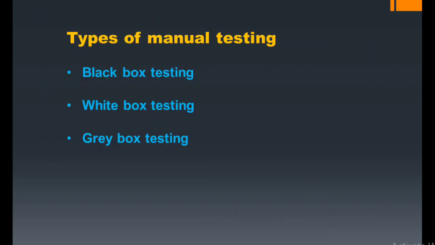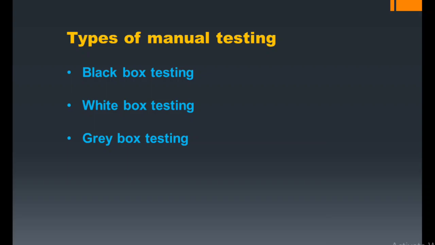Moving to the next topic, types of manual testing. There are 3 types of manual testing: black box testing, white box testing, and gray box testing. As a tester, we need to deal with only black box testing, because black box testing is done by a software tester. What white box testing and gray box testing are, we will discuss later.